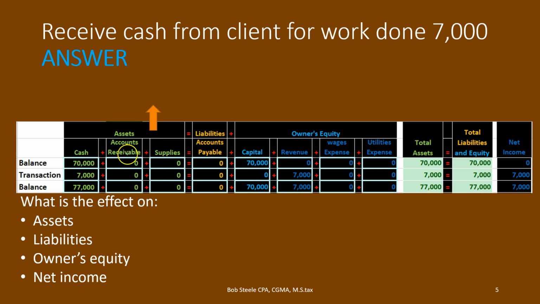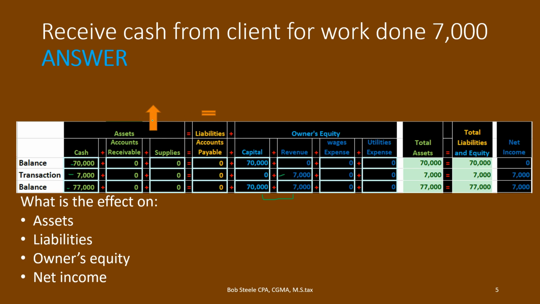So if we were to record this, then we would say that the assets are going to go up. And if we were to record this in this type of format, we started off with 70. Cash went up by 7. Now we have 77,000 in cash. That's what this is saying. In this transaction, the other side was revenue went up by the 7,000. So now if we look at the capital and the revenue, that adds up to 77. So we're still in balance. Both the transaction is in balance as well as the balance after the transaction is in balance.